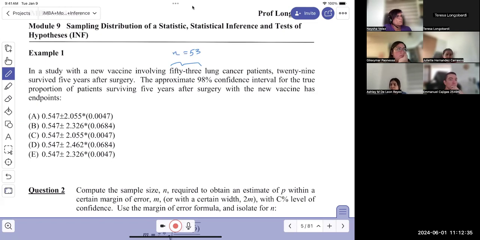How many people survived? What do we call 29? 29 is the number of people who survived. What symbol do I give 29? Survival. Is that a success? 29? What symbol should I give this success? The thing I'm looking for when I run an experimental study. What symbol? Not K. What symbol should it be?